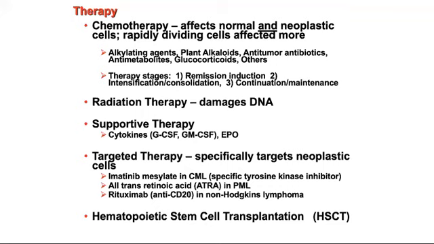Another example is all-trans-retinoic acid, also known as ATRA. This is another type of targeted therapy that is used in acute promyelocytic leukemias. Monoclonal antibodies such as rituximab target the CD20 antigen that is seen in non-Hodgkin's lymphoma cells.